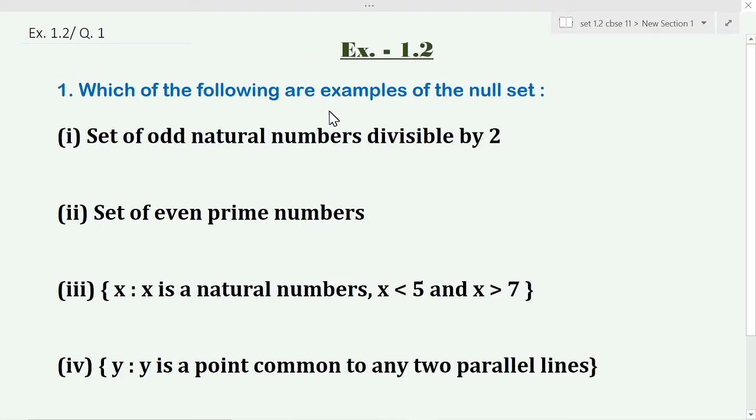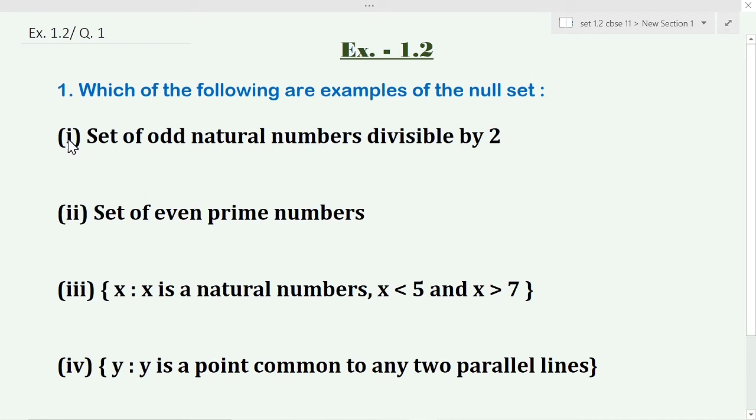Now we are doing exercise 1.2. Now solve exercise 1.2 of your NCERT class 11 math book. Okay, the first question: which of the following are examples of null set? That is, a null set is an empty set or void set, what you may say. Okay.